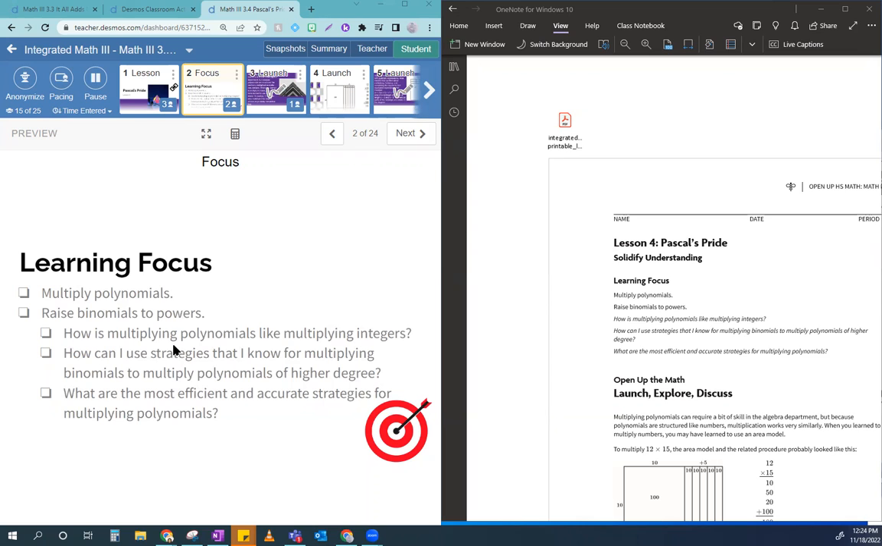Okay, how is multiplying polynomials like multiplying integers? Because we just finished adding and subtracting, most of you would be like, oh my gosh, it's going to be the same, huh, Ms. Johnson? Yes. And how can I use strategies that I know for multiplying binomials to multiply polynomials of higher degree? And what are the most efficient and accurate strategies for multiplying polynomials?